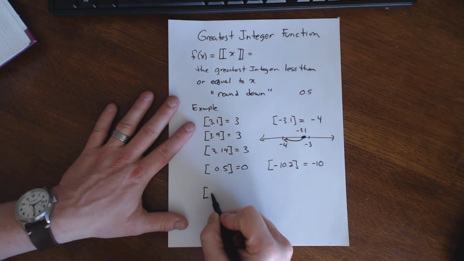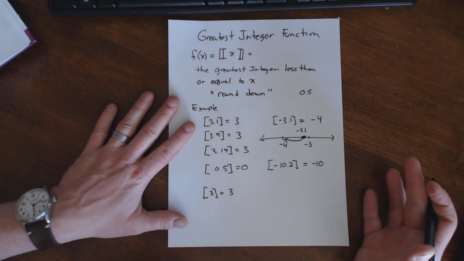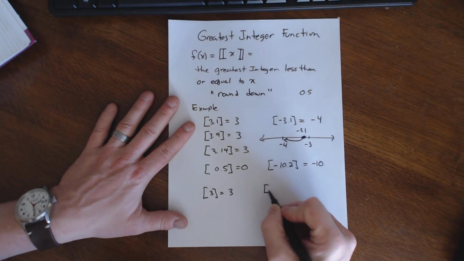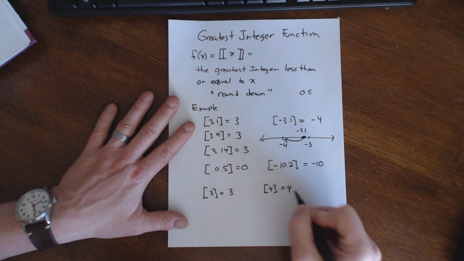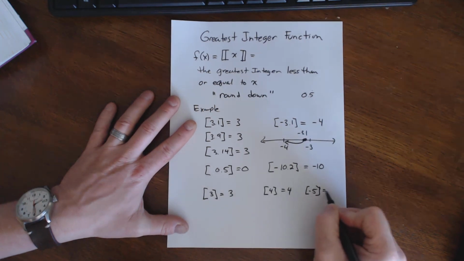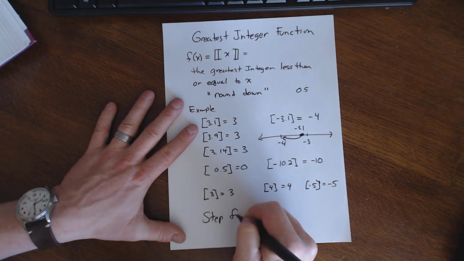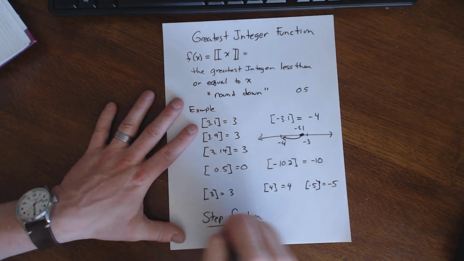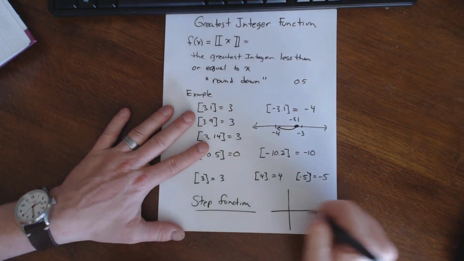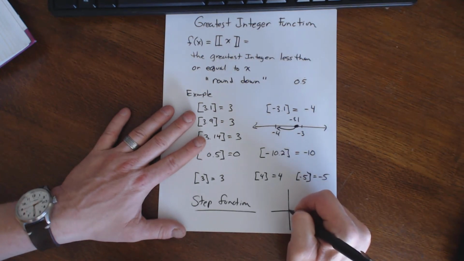Any integer that you have won't change the value because it's the next integer that's less than or equal to itself. So all of these are also completely okay. This is also known as the step function, because when you graph, you end up with a bunch of segments that look like steps.